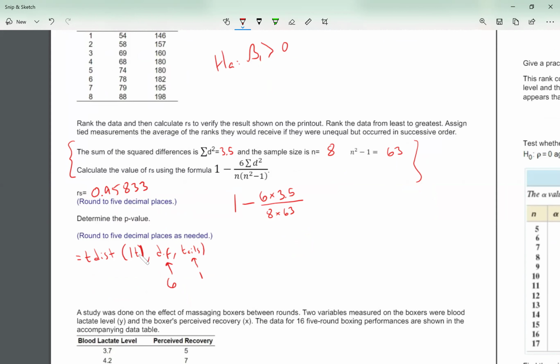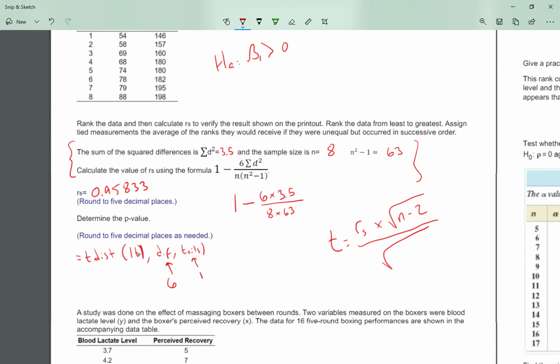Okay, let me give you a formula for your t value. Our t value is going to be our r squared, times the square root of n minus 2, over, at the bottom, the square root of 1 minus r squared. Okay, so let me go back to Excel.